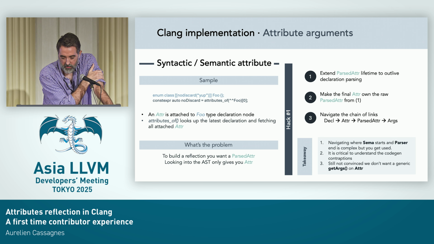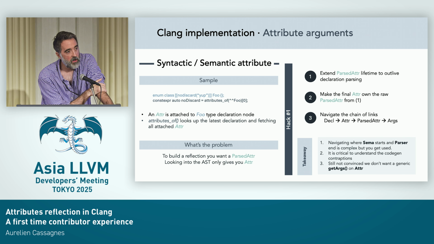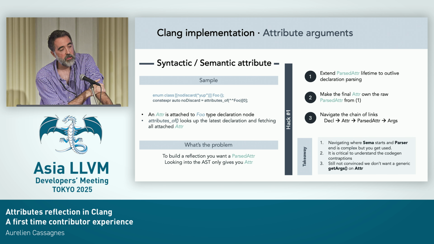So, introducing the first hack. The first step is to extend the lifetime of our syntactic attribute so that it survives past the parse phase. Then we embed a pointer to that syntactic representation inside our final ATTR object. And so now we can basically just navigate the chain from a decl to an ATTR to the parsed ATTR to your arguments.